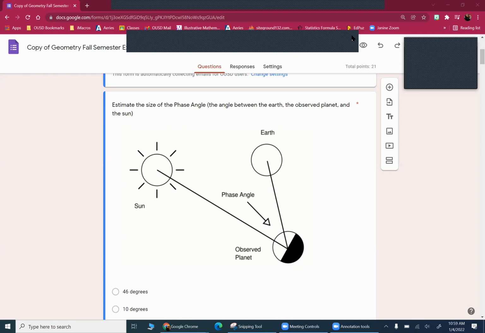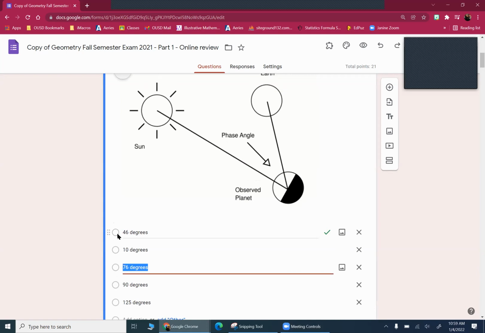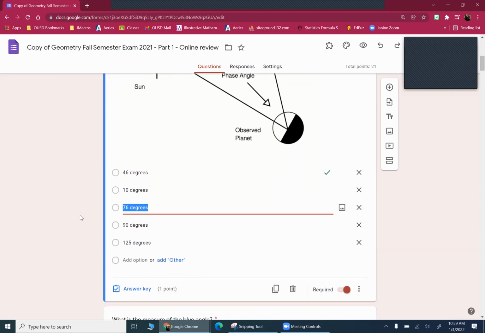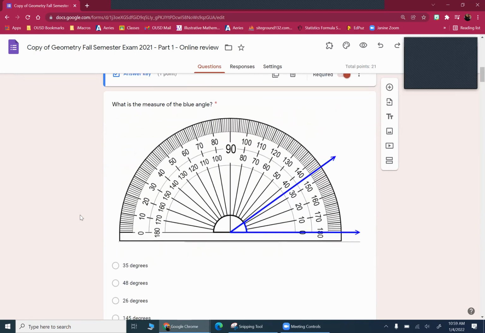So if we look down here at the answers, we can see, oh, the only answer, 76 is reasonable, but it is 46. 76, it'd be bigger than that. So that's the only reasonable distractor there. It's definitely not 10. 90 is too big. 125 is too big. The next thing is to actually measure an angle.